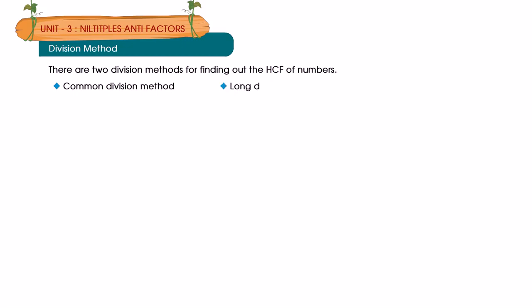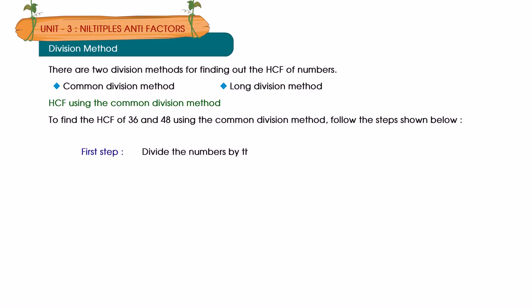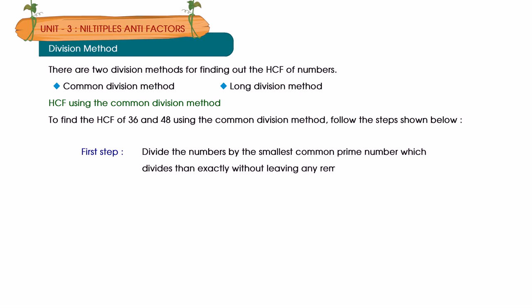Division method. There are two division methods for finding out the highest common factor of numbers. Common division method, long division method. Highest common factor using the common division method. To find the highest common factor of 36 and 48 using the common division method, follow the steps shown below. First step. Divide the numbers by the smallest common prime number, which divides them exactly without leaving any remainder.